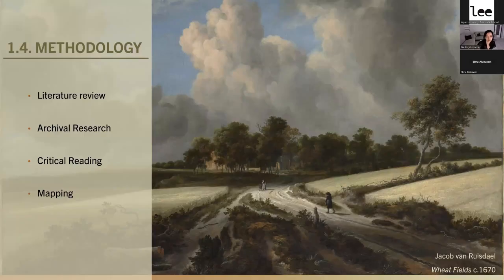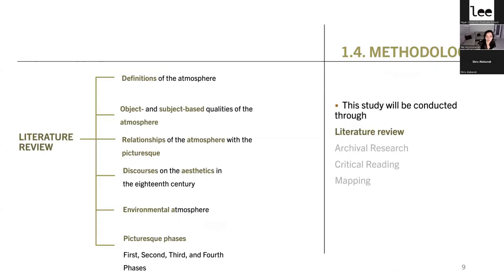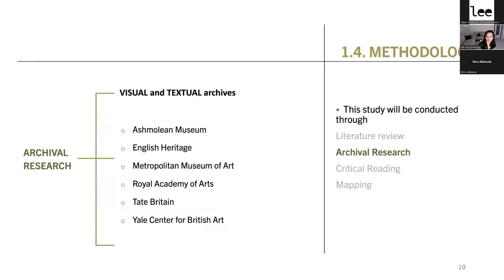And these are the methodologies that I utilized through my thesis process. Firstly, I made a literature review for basically the definitions of the atmosphere, object and subject-based qualities of the atmosphere, relationships of the atmosphere with the picturesque, discourses on the aesthetics in the 18th century, and also environmental atmosphere and the picturesque spaces. Also, for the visual and verbal archives, I made an archival research for paintings and poems as a case study for the thesis.